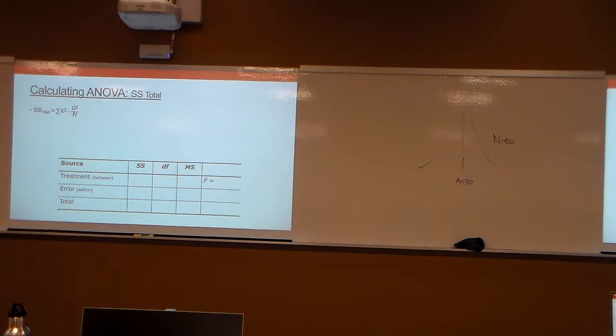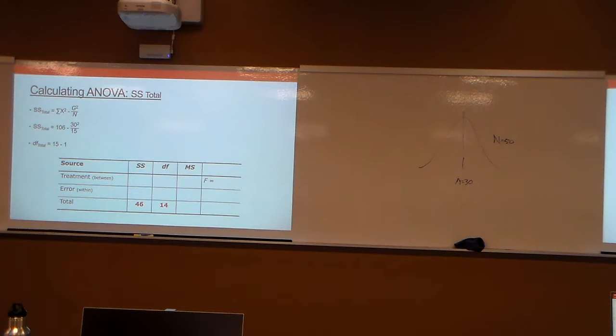Calculating for this example, sum of squares total is the sum of our squared scores minus the square of the grand total over the sample size. We're going to have 106 minus 30 squared over 15. Degrees of freedom: we've got 15 scores in the sample, subtract 1. It's going to give us a sum of squares total of 46 and degrees of freedom 14.